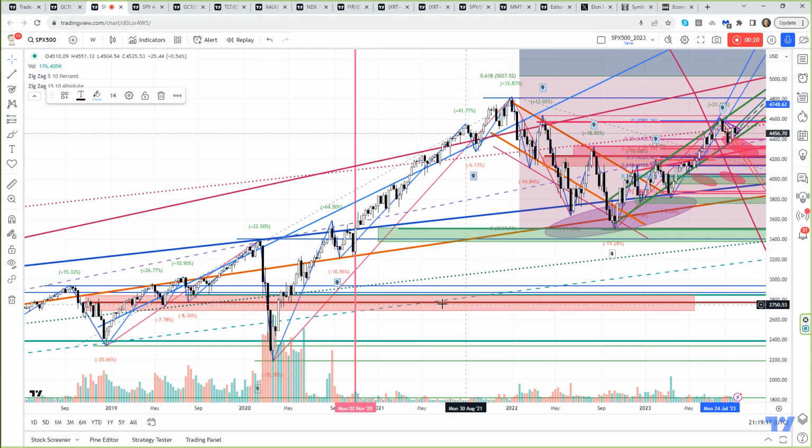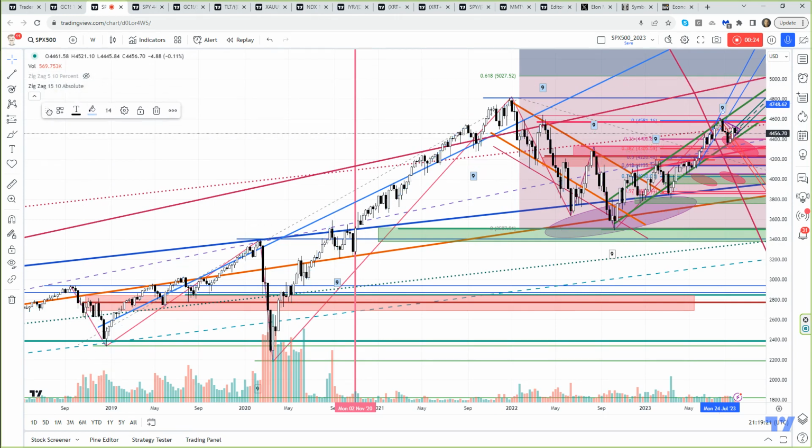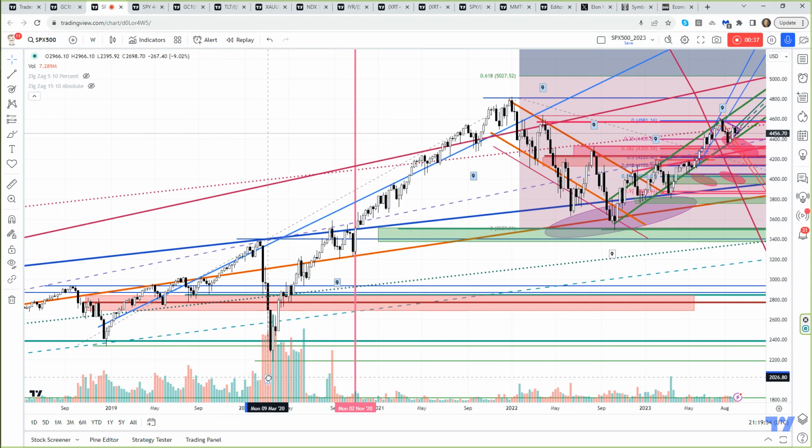I've drawn a lot of trend channels and lines on these charts and played around with a little Fibonacci structure, which I'm kind of investigating with these nines. I'll explain them to you later. There's another one down here off of a monthly chart.